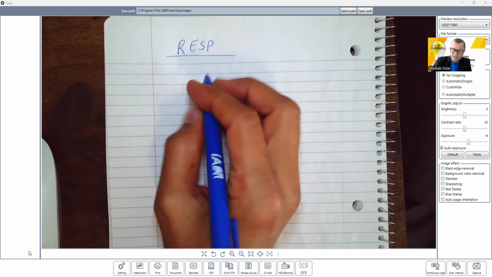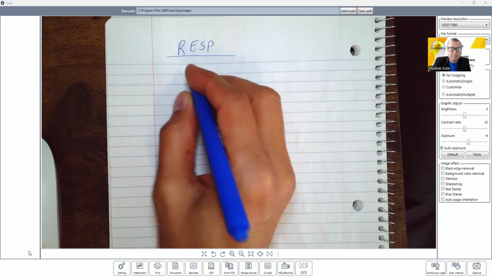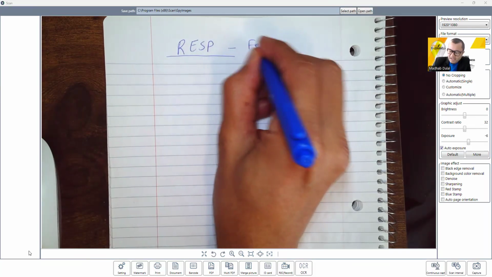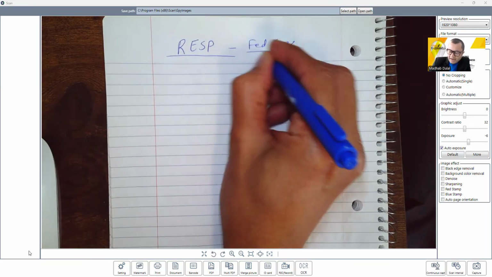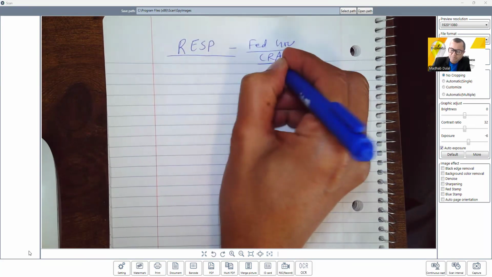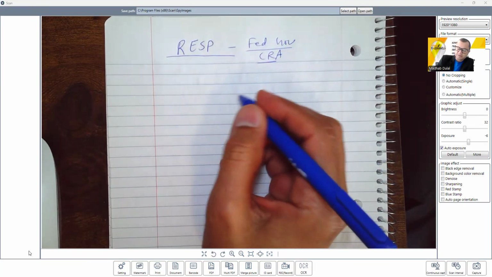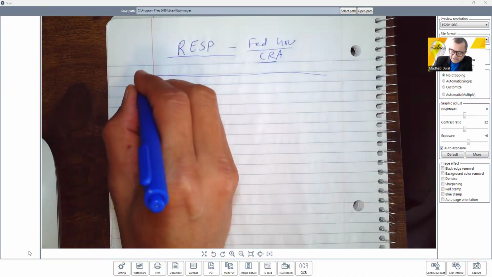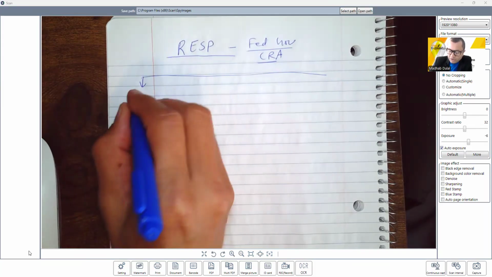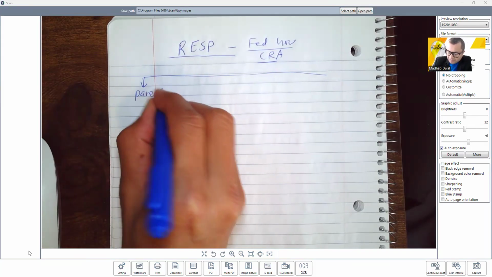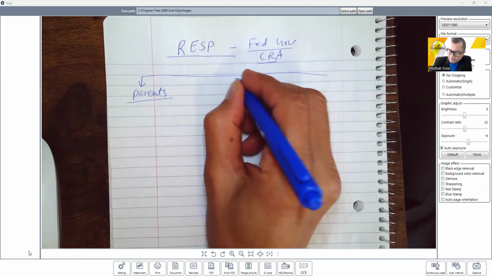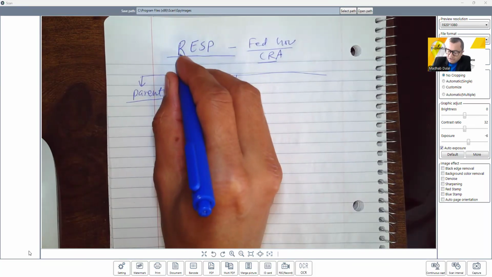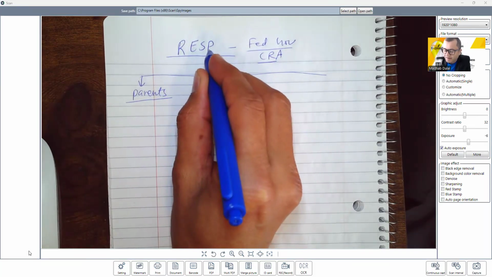So it's RESP. Before you understand how RESP works, you need to know that RESP is designed by the federal government and administered by the CRA. So this is the federal plan. Now in RESP, there are a couple of parties that work together. One is parents. Parents open the RESP for their children, and RESP stands for Registered Education Savings Plan.